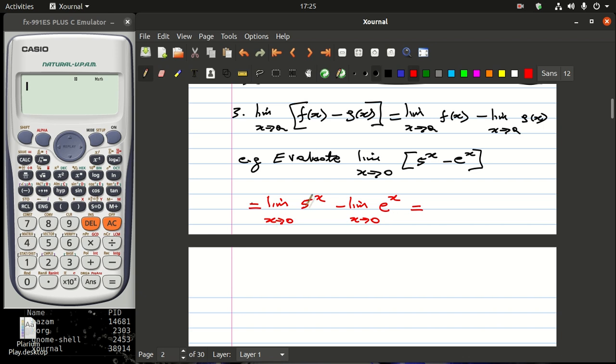And if you look into that, I can plug in there, or if I pick a value so close to 0 and plug it in, I can see that it is going to be 5 raised to 0 minus e raised to 0, and 5 raised to 0 is going to be 1 minus 1, which is equal to 0.